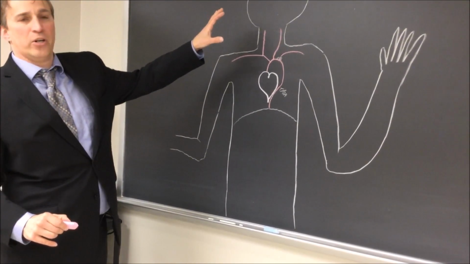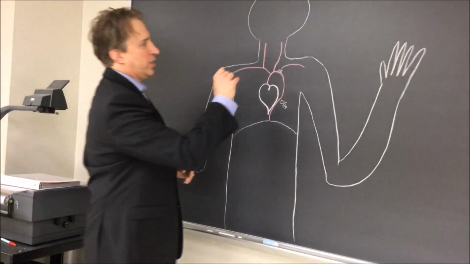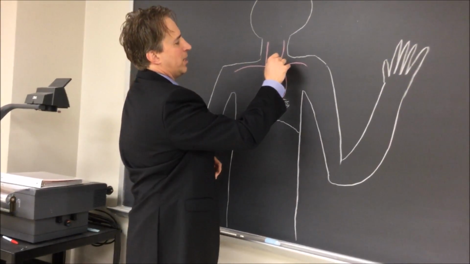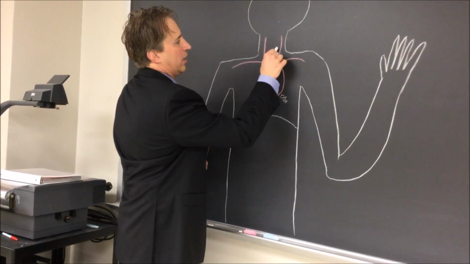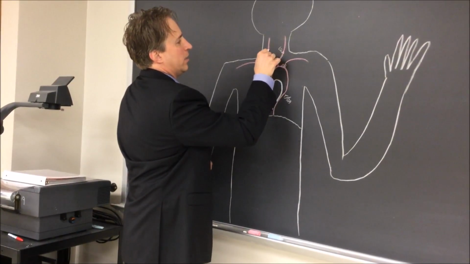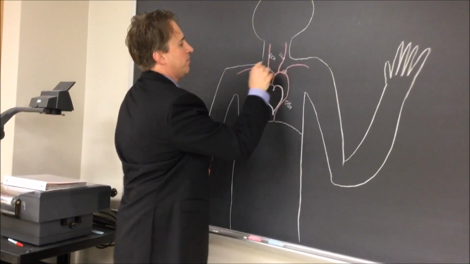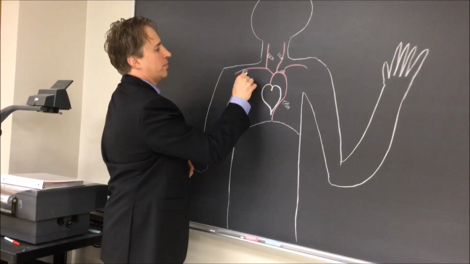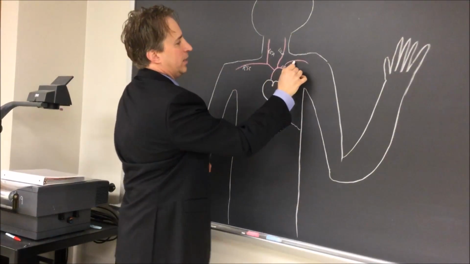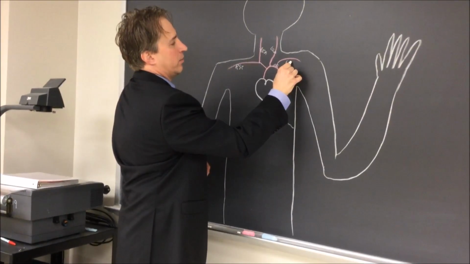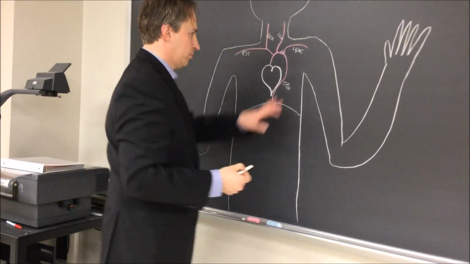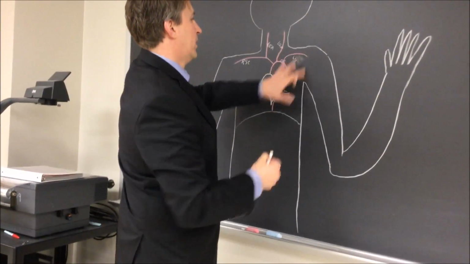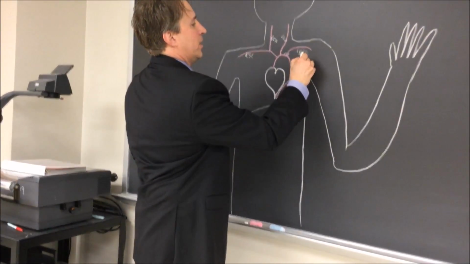We're going to go up into the head first on this one. We see 2 more branches coming off of the common carotid. So here we have the left common carotid artery, the right common carotid artery, the right subclavian, and the left subclavian. Why did I put a C? Sorry, the left subclavian artery.